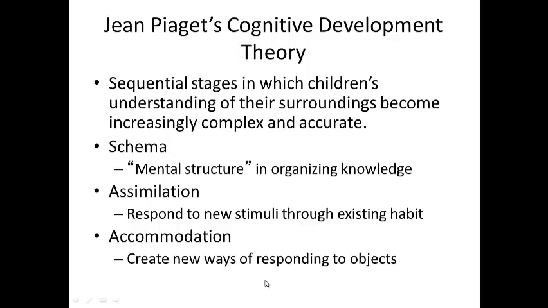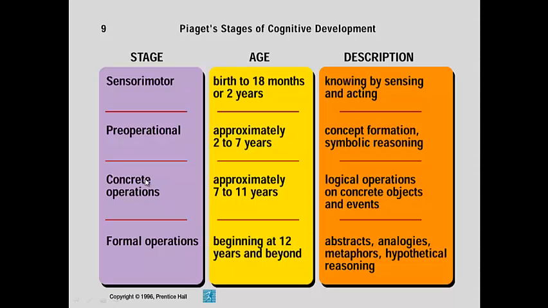So they might further develop their schema through accommodation and say, well, a dog is a four-legged animal that barks, while a four-legged animal that meows is a cat, right? So you see, accommodation is forming this new schema, modifying their existing schema in order to understand the world around them.